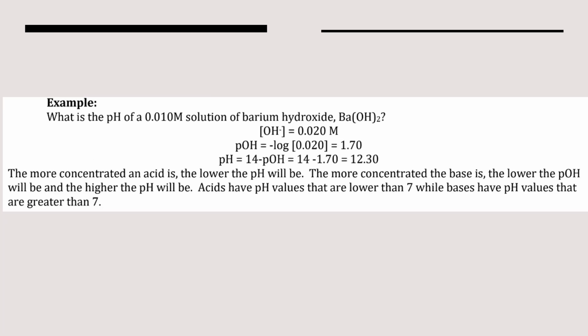So here we go. What is the pH of a 0.010 molar solution of barium hydroxide, Ba(OH)2? So we have 2 hydroxide ions, so 2 times 0.010. So the OH concentration is 0.020 molar. The pOH is the negative log of that, so it's 1.70. Now I want to find the pH, so 14 minus the pOH will give me the pH, 12.30.